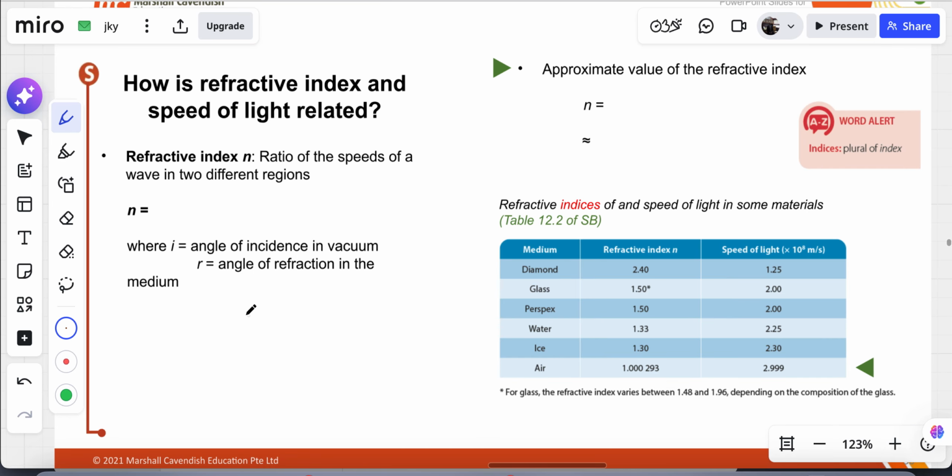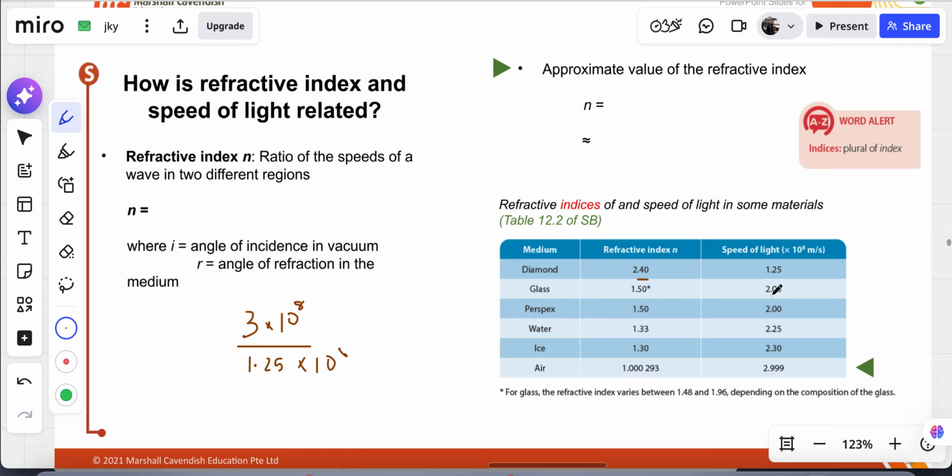So if you want to calculate the refractive index of diamond, you say the speed of light in air, which is 3 times 10 to the power of 8, divided by the speed of light in diamond, which is 1.25 times 10 to the power of 8. I think this is 8, right? So when you do this, you get the refractive index, how they got the refractive index.